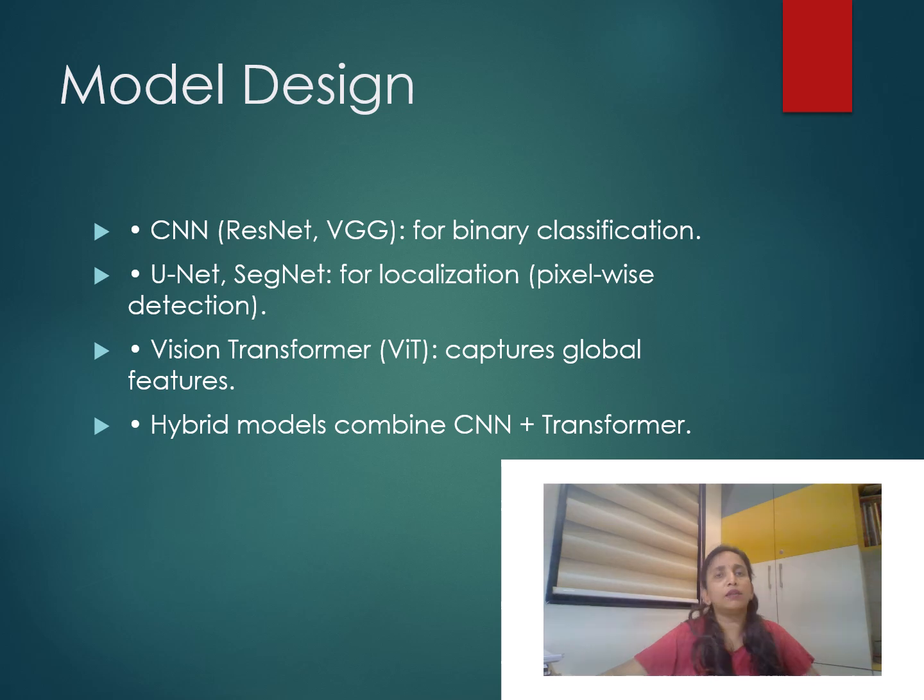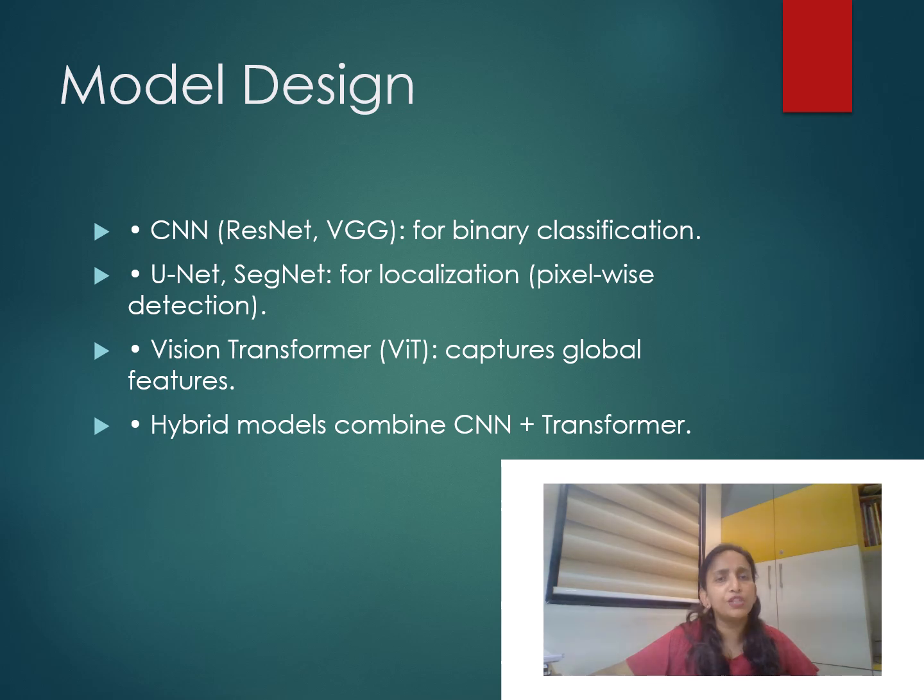So next comes model designs. Deep learning models are used for forgery detection, and they can be of different types. As I said, the CNN-based models, for example, ResNet, VGG, and EfficientNet, are all CNN-based models. These models classify whether an image is fake or not. Encoder-decoder models are also there, for example, UNet and SegNet. These are used for localization, that is, highlighting the forged pixels.